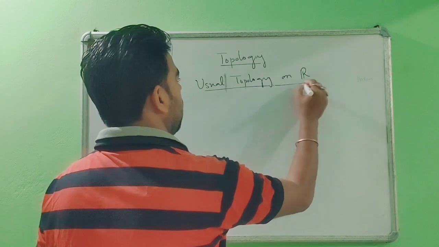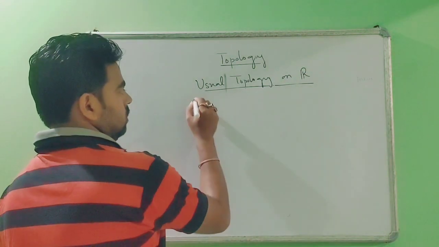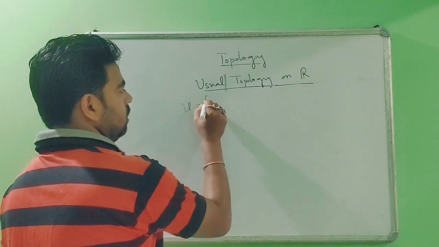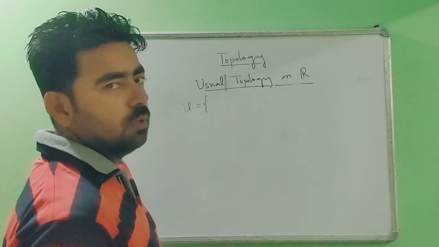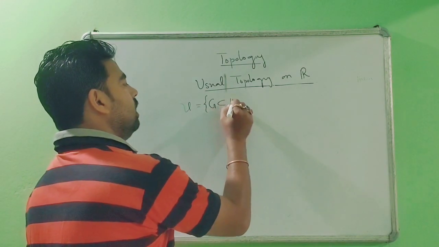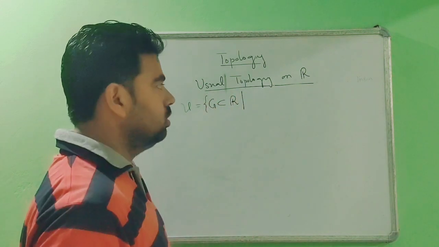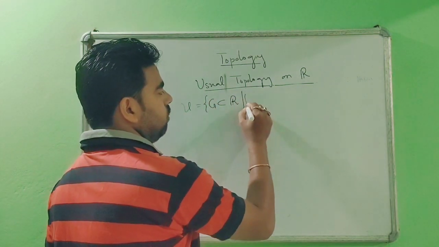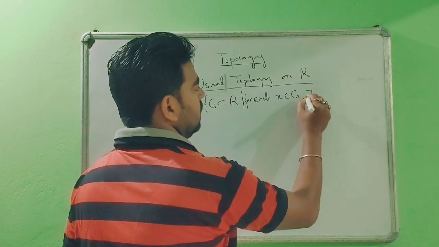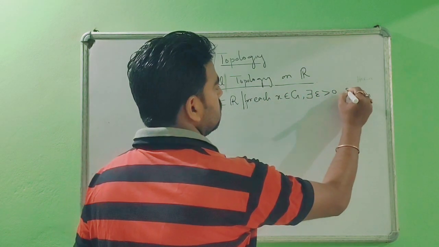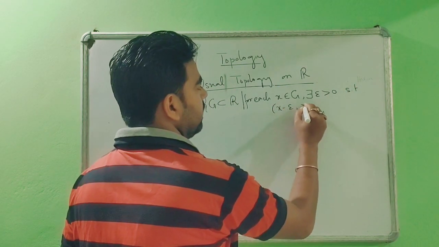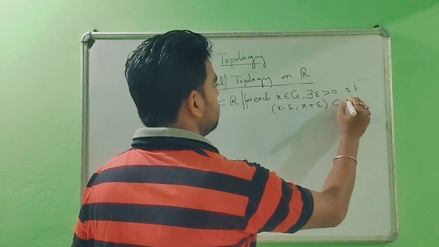on real numbers R. Okay, so what is that topology? If I define a collection of subsets of R. Now what is the collection? All the subsets G of R such that for each X belonging to G, there exists epsilon greater than 0 such that the open interval (X minus epsilon, X plus epsilon) is a subset of G.